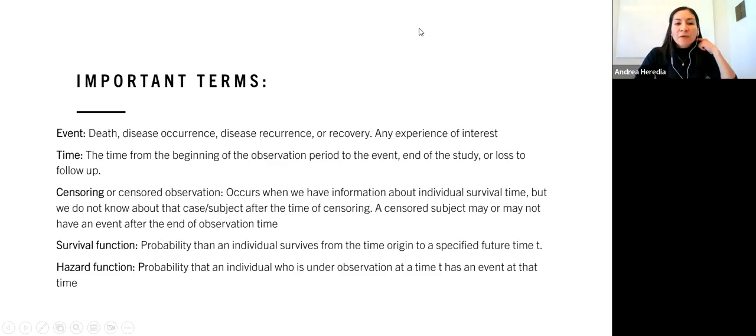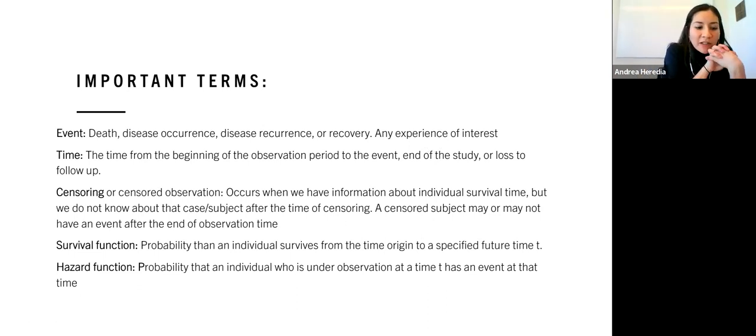Okay, so some important terms and concepts for survival analyses. The event, which is defined as death, disease occurrence, recovery, basically any experience of interest that you're studying. The time is the time from the beginning of the observation period, the beginning of your study, to the event, the end of the study, loss to follow-up, etc.